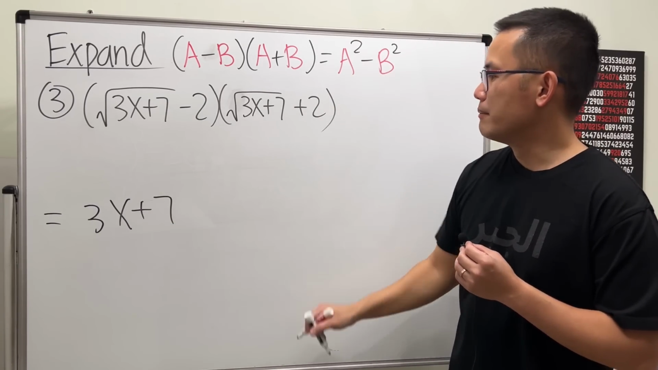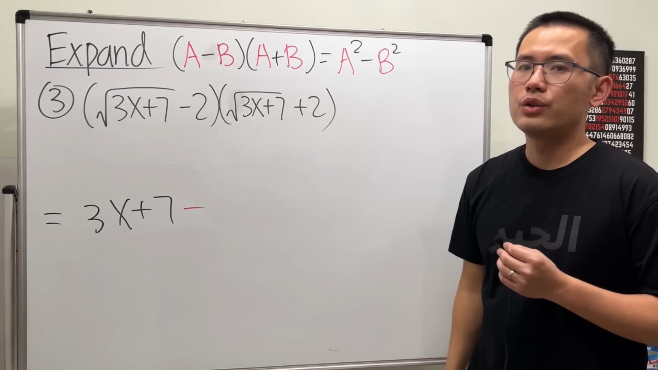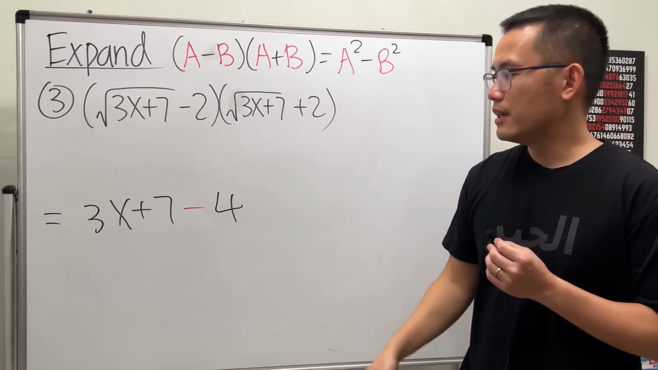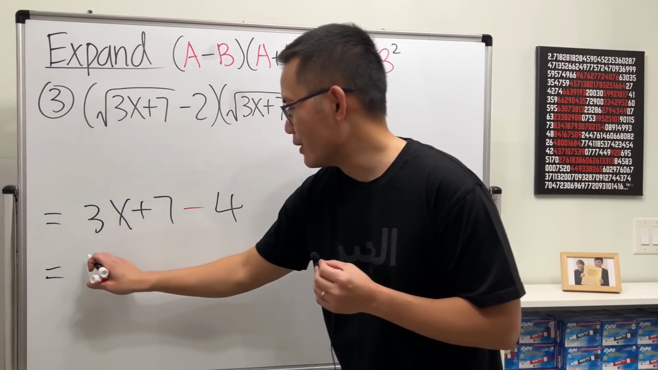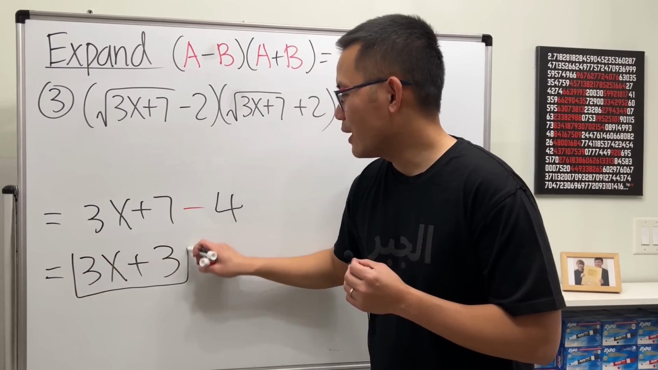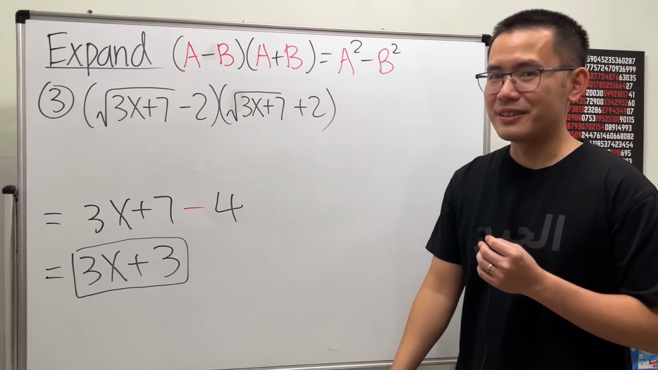And then we will have the minus. Take the 2, square that. 2 squared is 4. So it's just like this. Now you can do this, 7 minus 4, so work that out. So final answer, 3x plus 3. Don't factor out the 3 though, because your goal is to multiply it out. That will be the final answer.